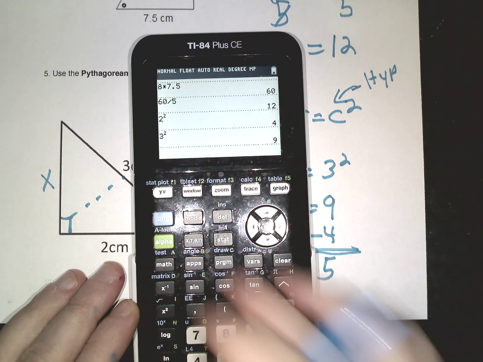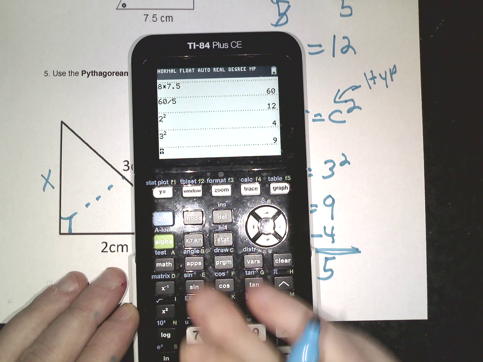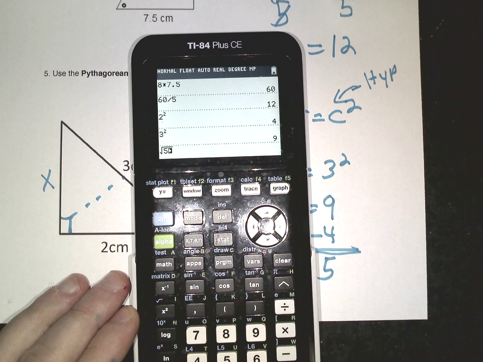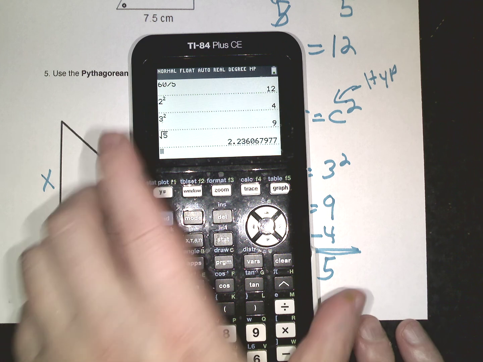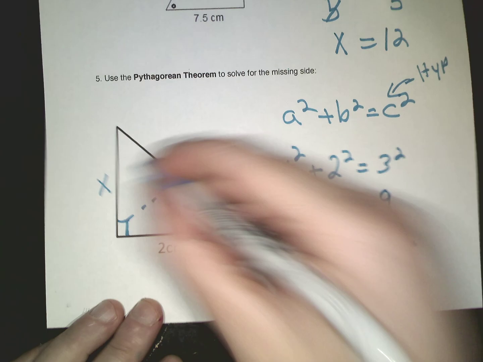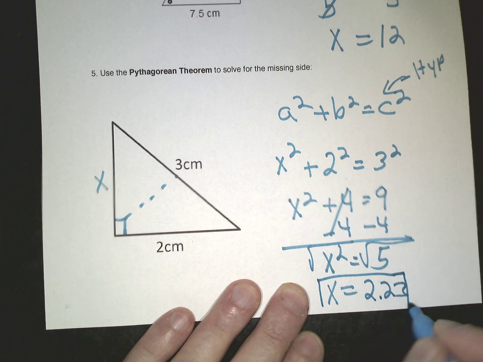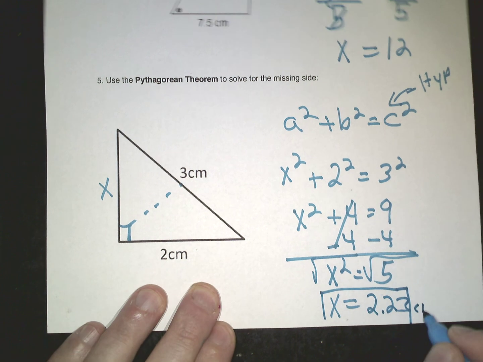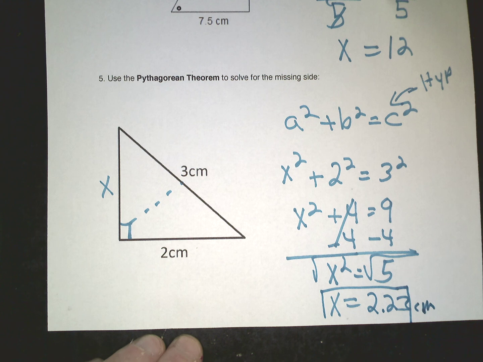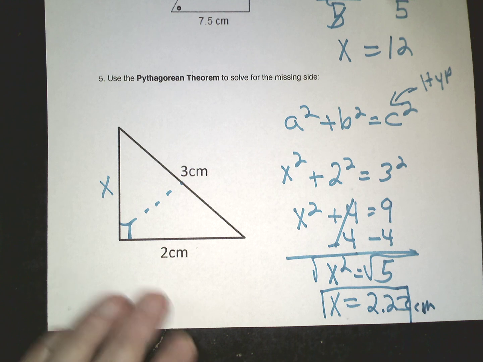You can't simplify it. But if you really want to give me the exact answer, which is okay, it's 2.23. So x is 2.23 is the actual answer in centimeters. I think on the one I do, the square root should come out to a whole number.